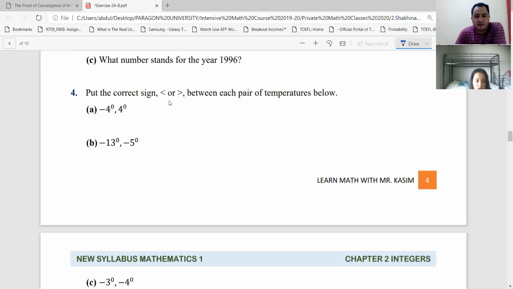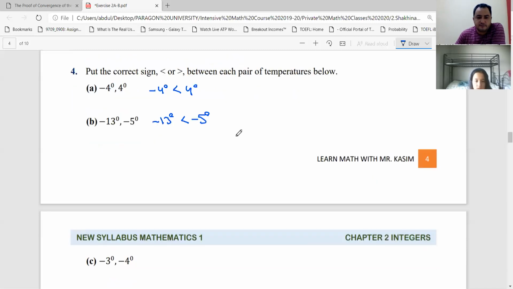Put the correct sign, less than or greater than, between each pair of temperatures below. All right. A. -4 degrees is less than 4 degrees. Very good. B. -13 degrees is less than -5 degrees. That's correct. C.